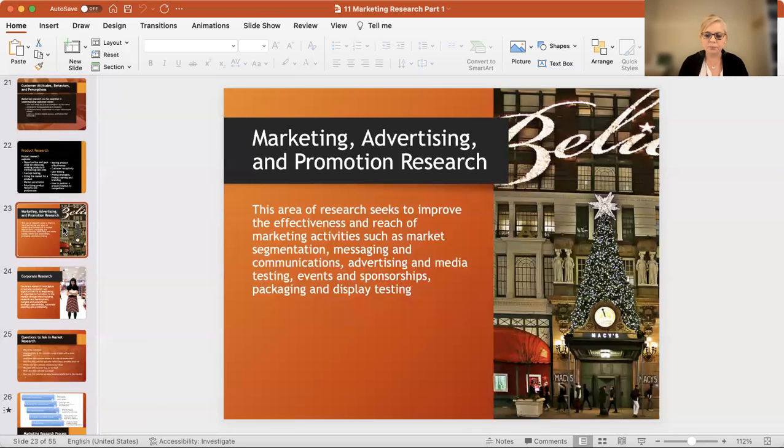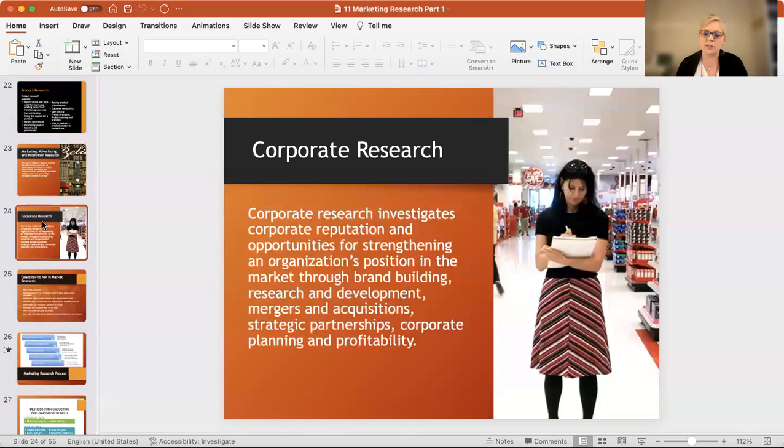All right. Marketing, advertising, and promotion research. This is how we improve the effectiveness of our marketing activities, our advertising. Did it work? Did it not work? Most marketers don't just put an ad up on the Super Bowl and hope for the best. It's measured after the fact. Did it have the intended effect? Is there a return on that investment? Did it make us money, or did we spend a lot more than we actually made? So that's an important thing that market research does.